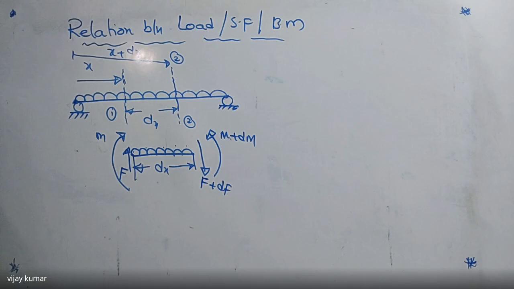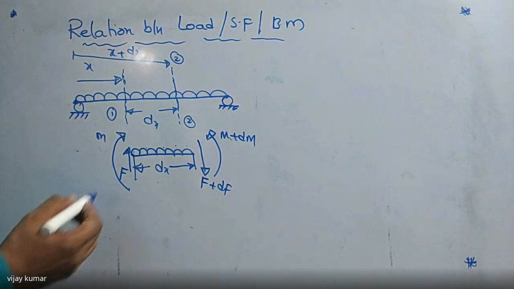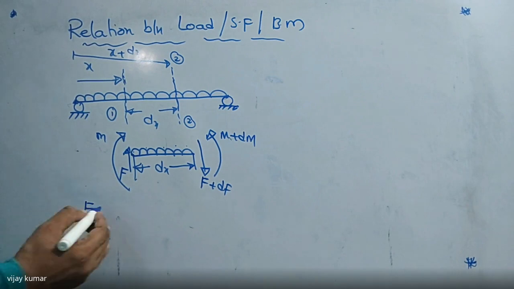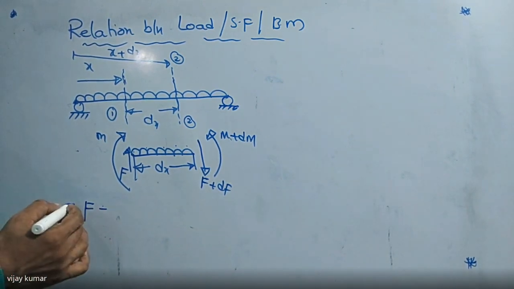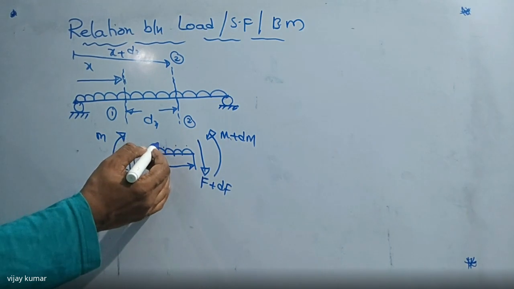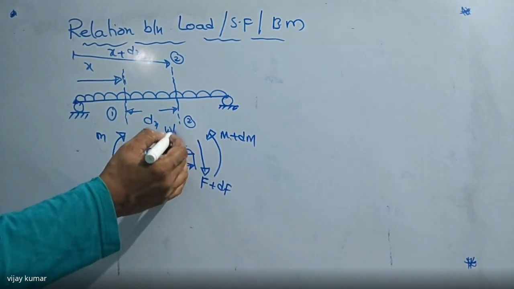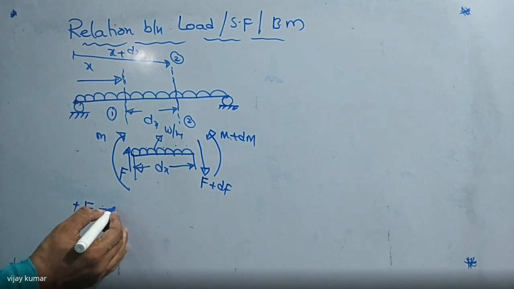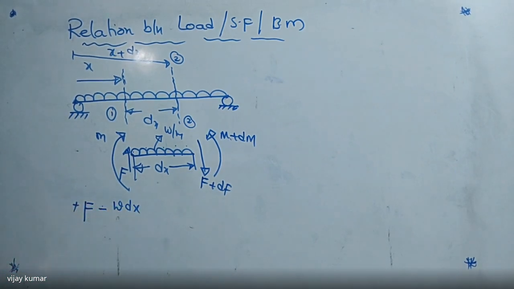So here I want to write what is the relation between the load, shear force and bending moment, so I'm going to write the equilibrium equations. I'm going to equate the sum of the upward forces and downward forces to 0. So what is the upward force here? F is positive. And this one is downward. This one is W per meter. What is the total load here? That is W into dx.